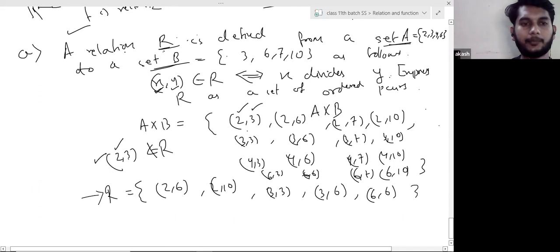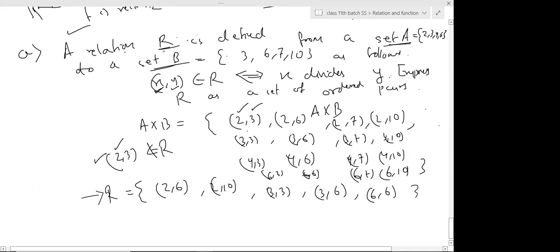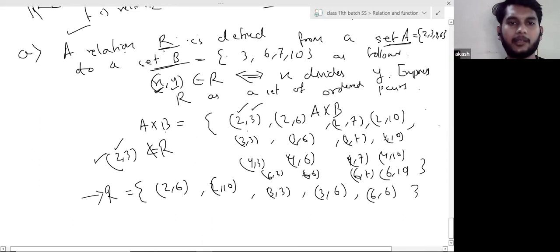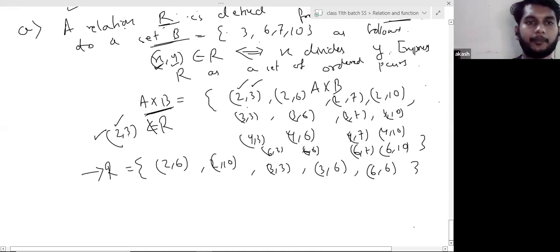Is it clear now? Arnav, this is clear? Yes, sir. All right. So you don't have to write this A cross B all the time. This was just to explain what you are doing. You can just look at the elements and think about which element divides which element. So you can write the relation set easily by yourself without writing the Cartesian product set. This was just to explain what we do for more clarity.